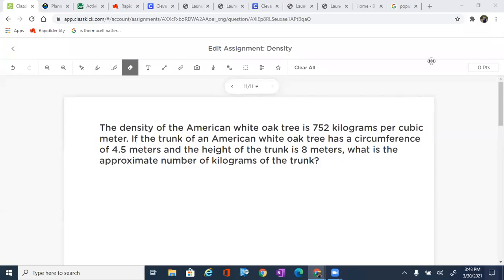All right, guys, we're going to be looking at density today. And in this problem, we're going to be having to make some calculations that involve actually calculating the volume of a three-dimensional object. All right, so let's go through it.